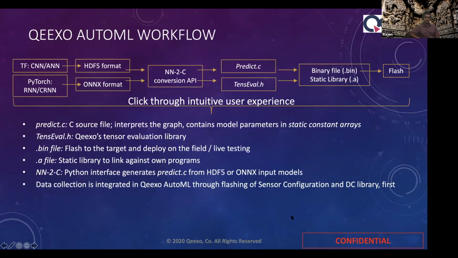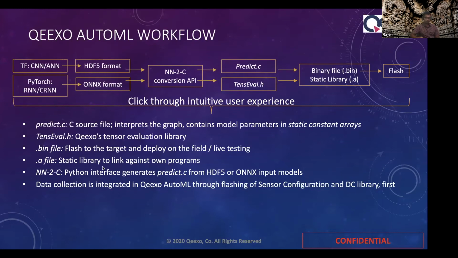So this is the Qeexo AutoML workflow for converting the neural network based models and then deploying them on the target. Once we have configured the sensors, collected the data, and labeled the data, and we have all the data collection in place, then we use either TensorFlow Lite or PyTorch to build these models. We use TensorFlow to build CNN and ANN models, and we use PyTorch to build RNN or CRNN models.